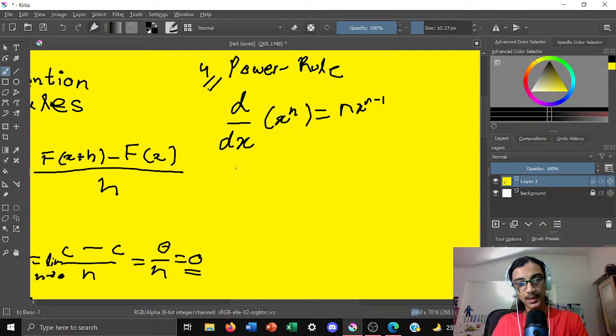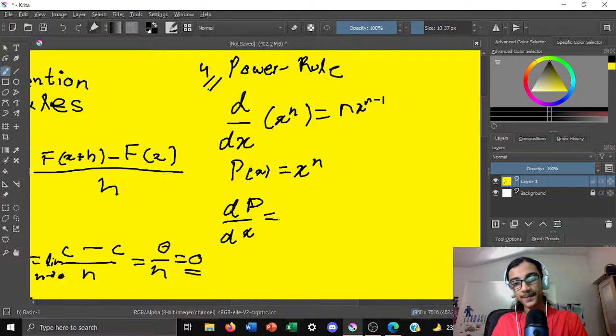Okay, so to make things a bit clearer, let me define a function p of x and call that x to the power n, right? Just to make things a bit clearer. Now, let's say I want to take the derivative of p of x, so dp dx.